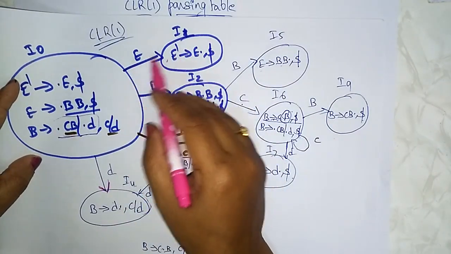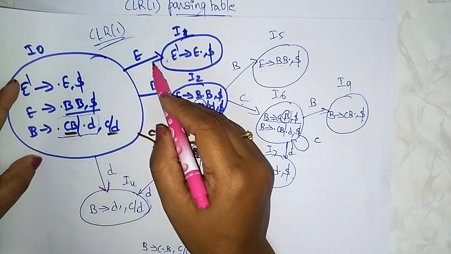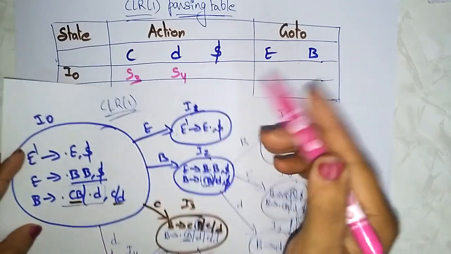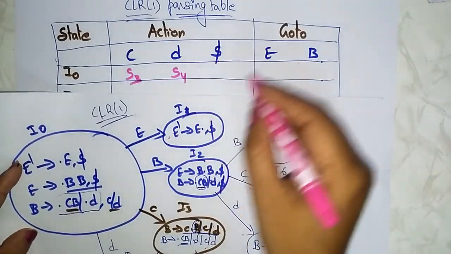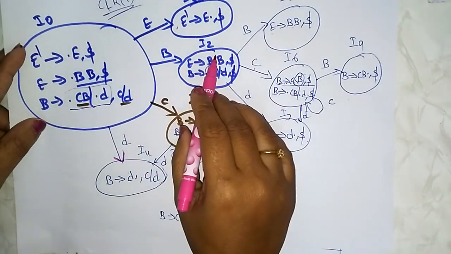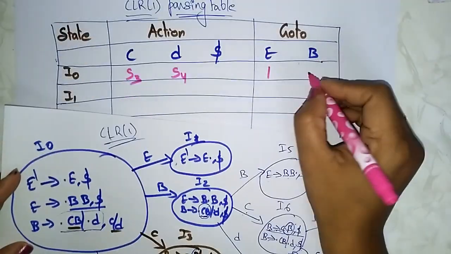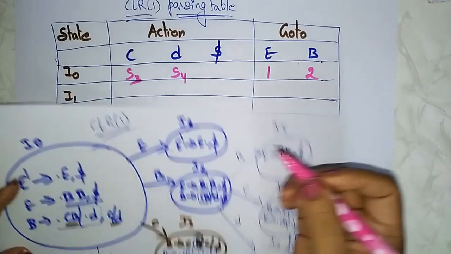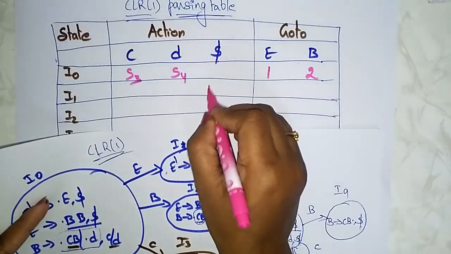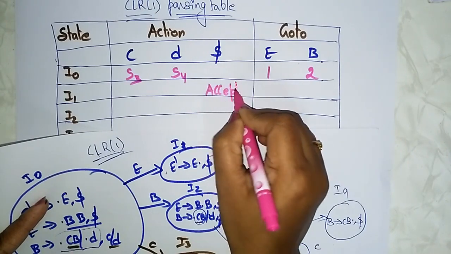And I0 on E, it is going to the first state. Whenever it is a non-terminal, you have to write the state number in goto. So it is going to that state, so you need to write 1. So on B it is going to I2, so write 2. Okay, so after I1 nothing is there, so you need to accept the string. Accept under the dollar.